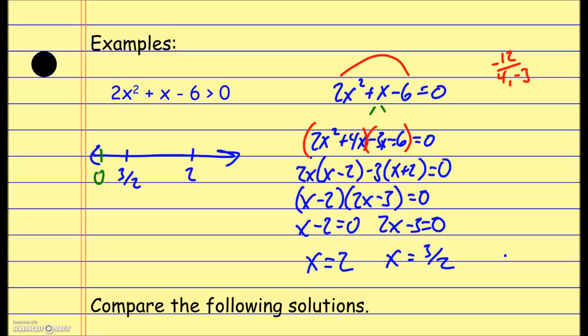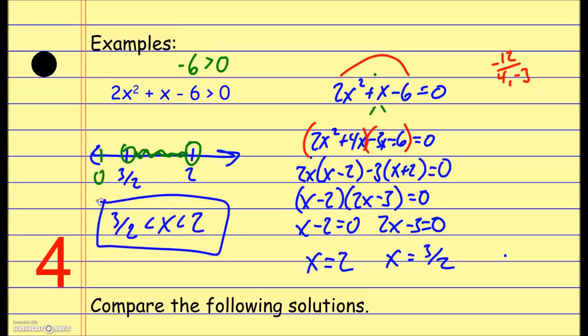0 is on the outside, so I want to know if I'm shading inside or outside. When I plug the 0 in, it gives me negative 6 is greater than 0, which is ridiculous. So instead of shading outside, I shade inside this time, because 0 didn't work. There's no equal to condition, so I use these open dots, and now I can see my inequality. It's a compound inequality. It's 3/2 is less than x, less than 2.